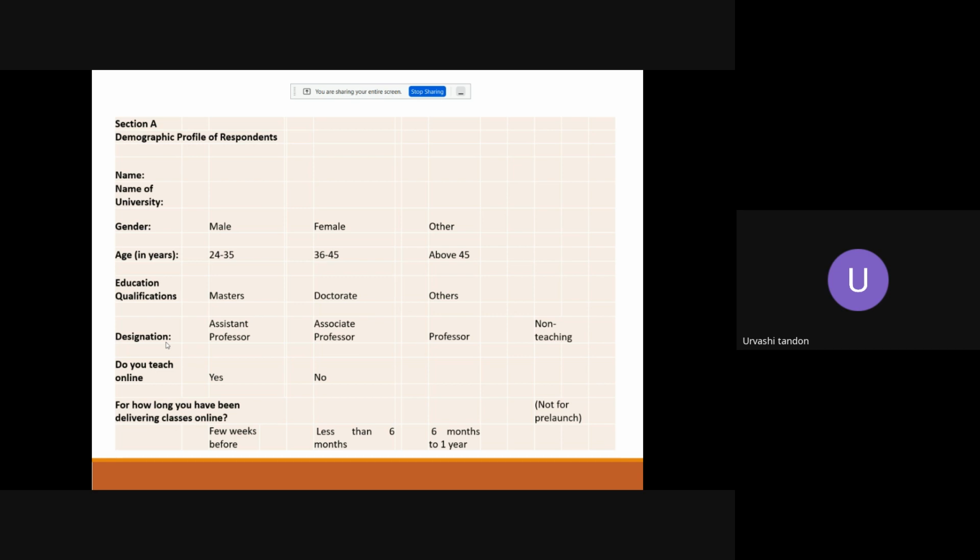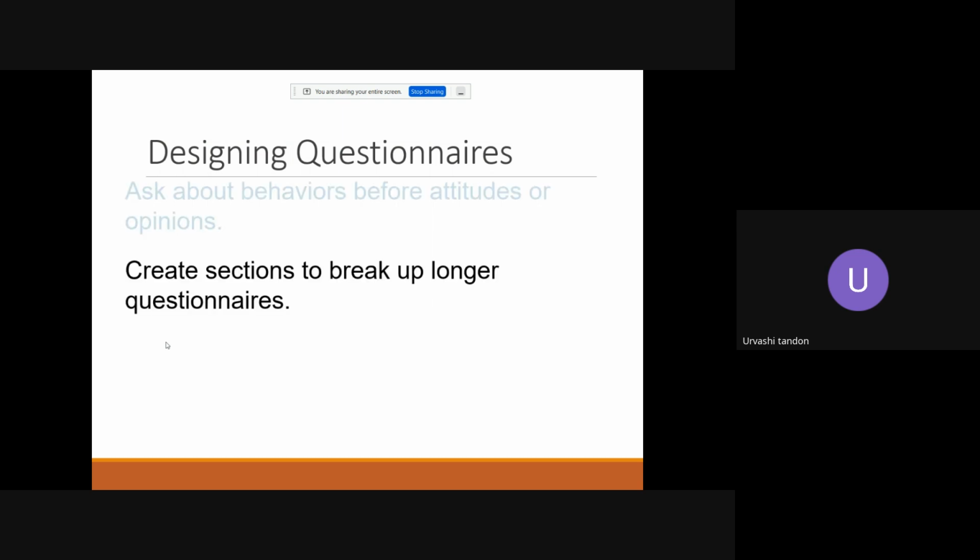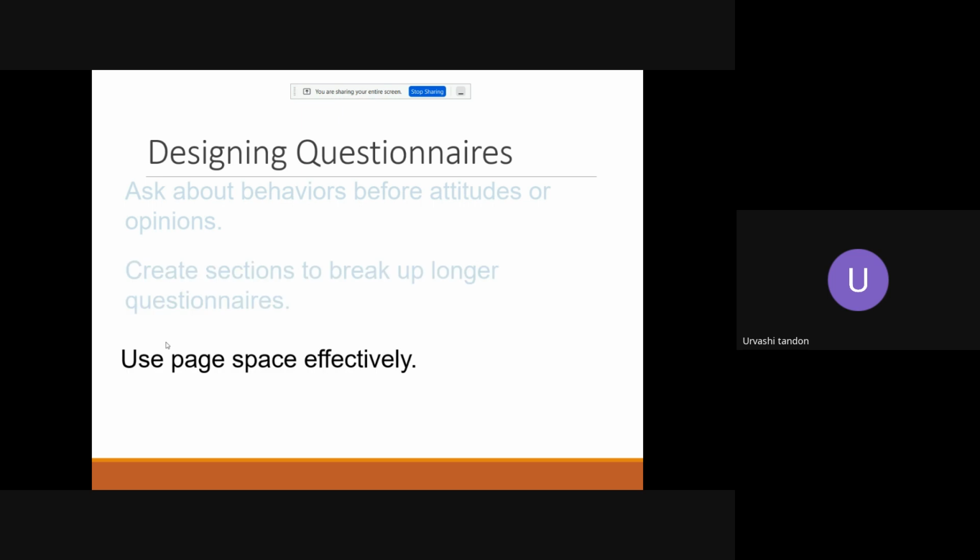So in that case, the age criteria is very, very important always. And then 24 to 35, then the next age criteria has to be 36 to 45. Then education qualifications we need to see, designation we need to check. Then ask about behaviors before attitude or opinions. Create sections to break up the longer questionnaires. We need to break up into sections or subsections.